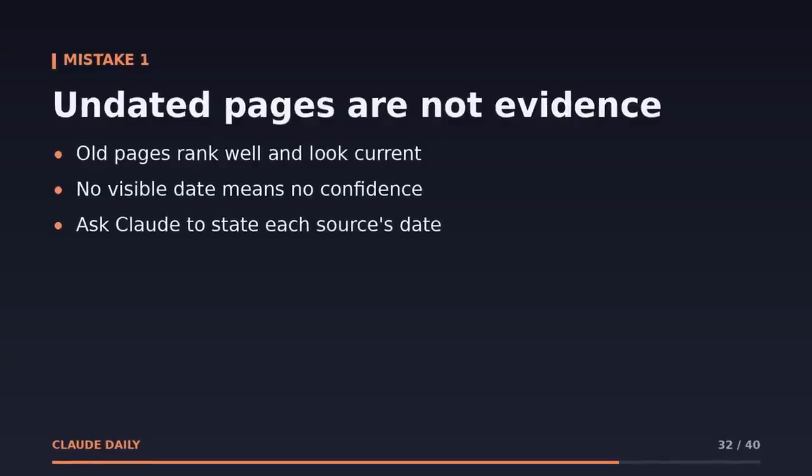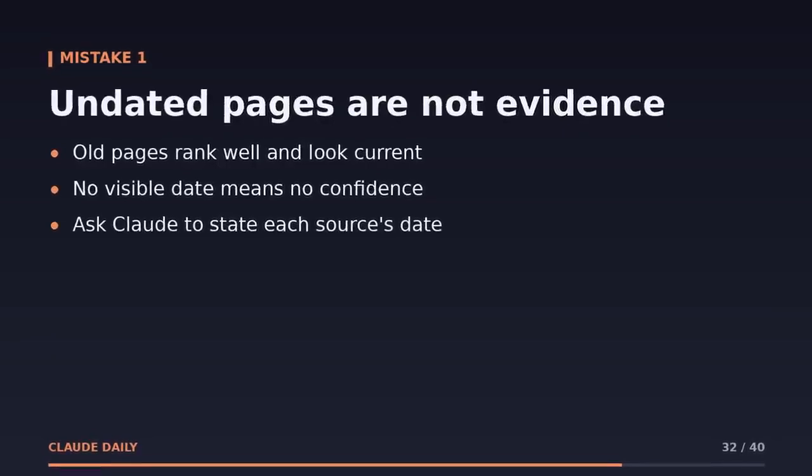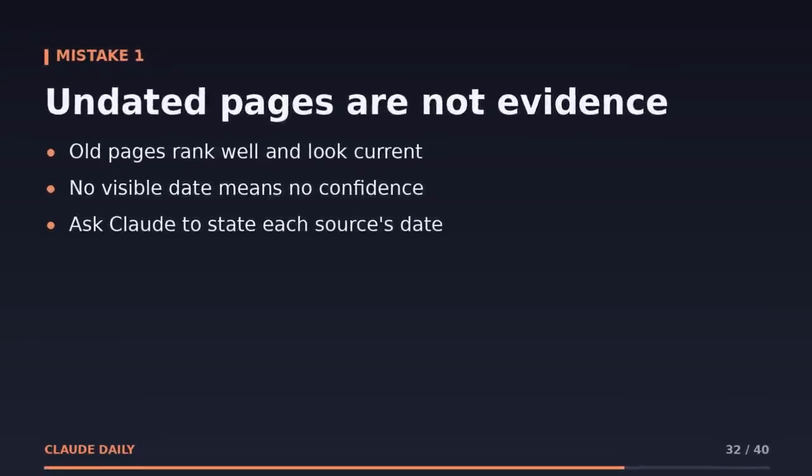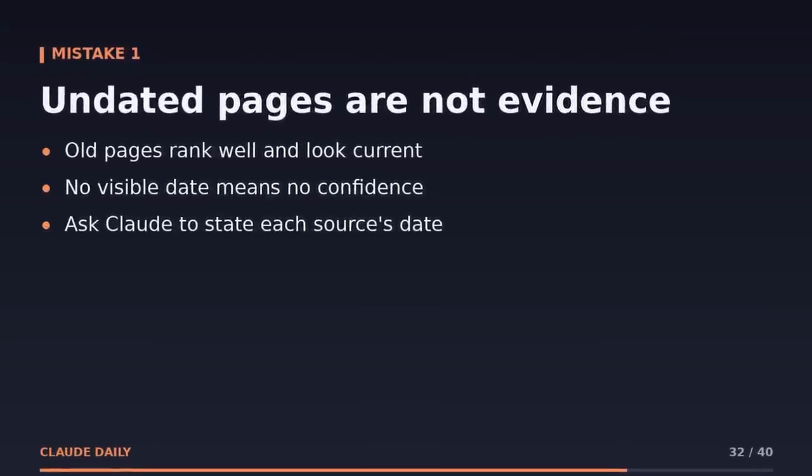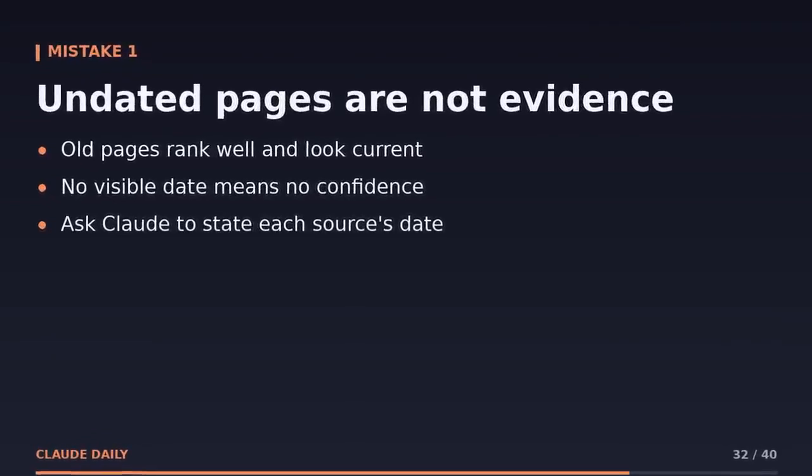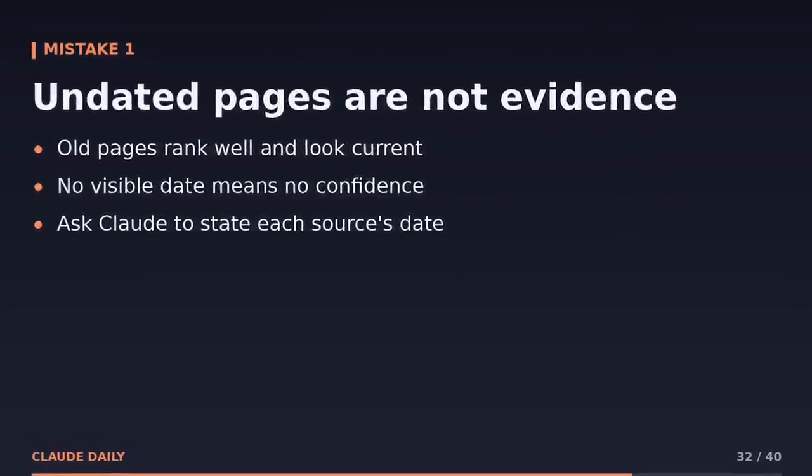Now the mistakes. Mistake 1, trusting a search result because it appeared in a search result. Search engines happily surface pages from 2019. If the citation has no visible date, treat the claim as unverified.